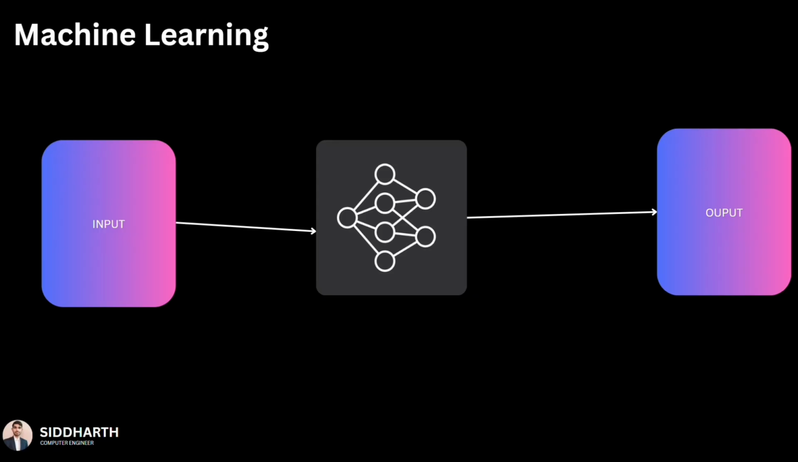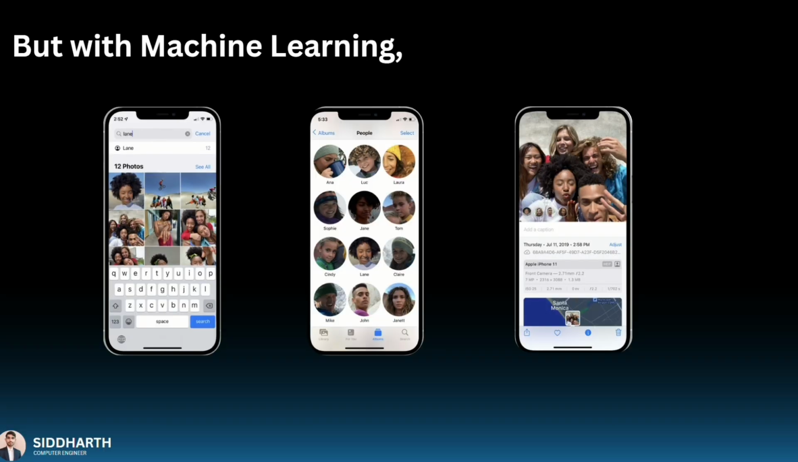Let's take a real life example you will all relate to. Your phone's photo gallery. Traditionally, if you want to find all selfies of just yourself, you have to scroll and select them manually. But with machine learning, your gallery can recognize your face, group your photos, and even suggest albums without you doing anything. So that's what ML is about, learning from data and making intelligent decisions.